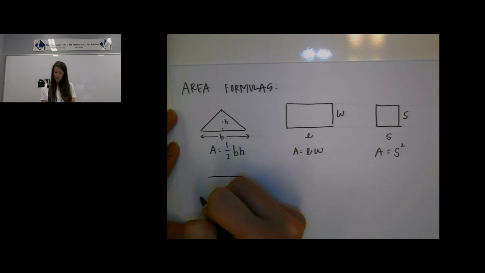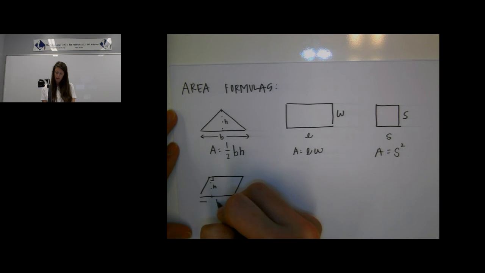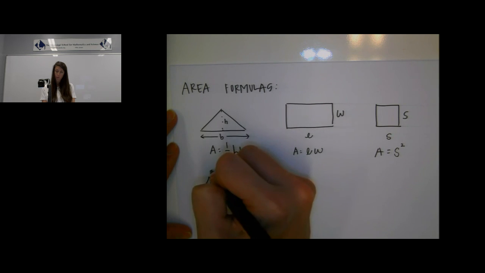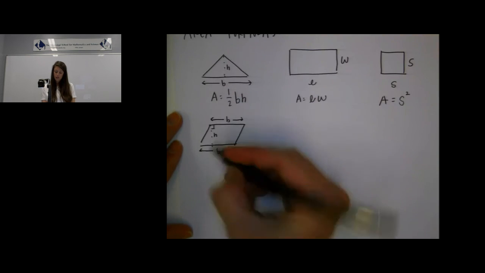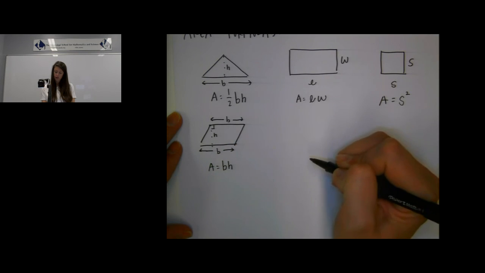A parallelogram here, we have to have a height inside here. So we do have to have a height. Okay, and we have bases. Remember, these bases are the same with your parallelogram. Remember, they are equal. Okay, so your area here is just going to be your base times your height.